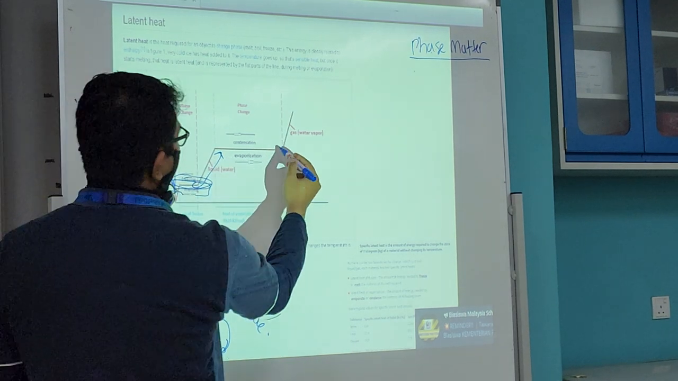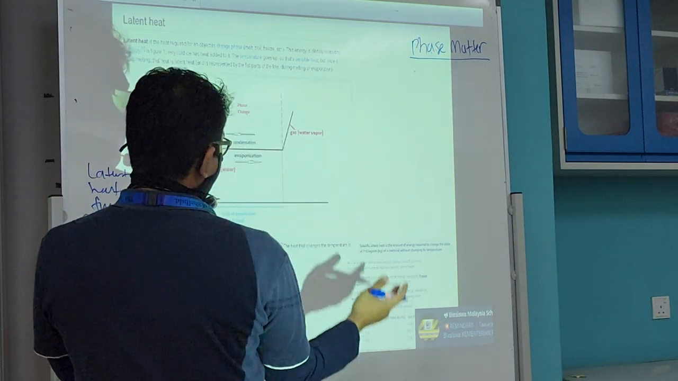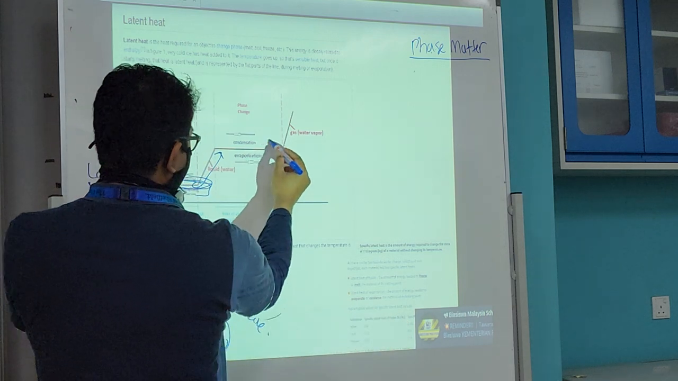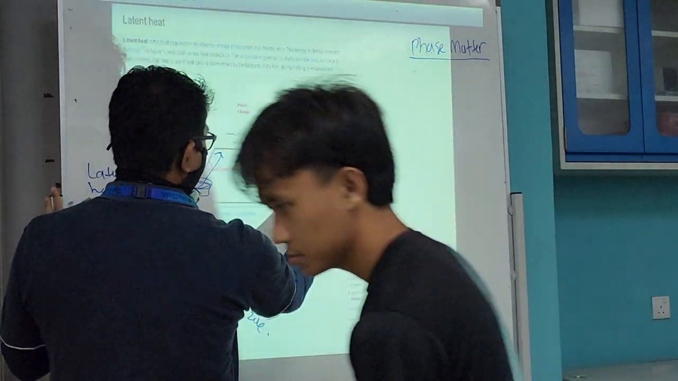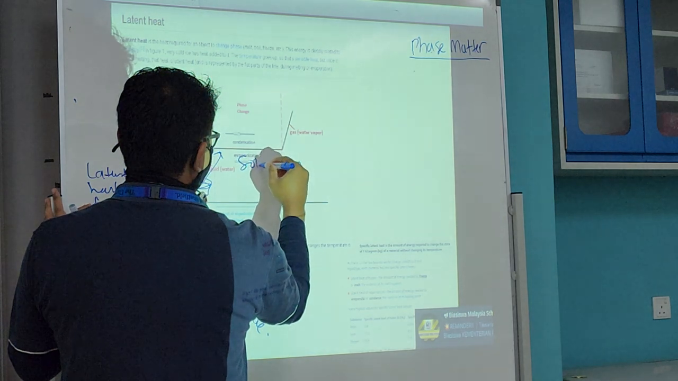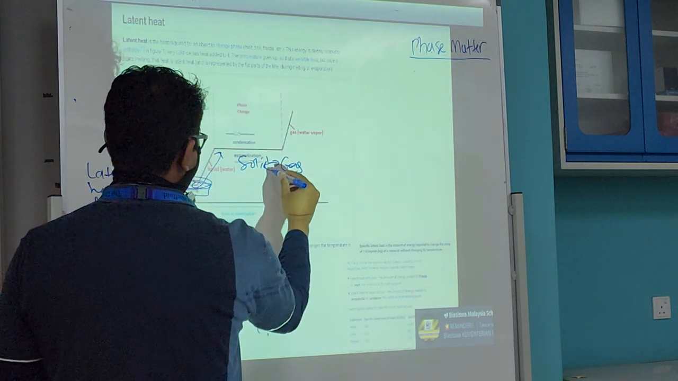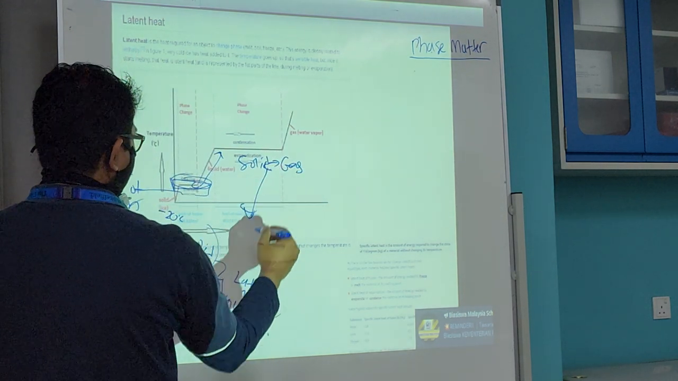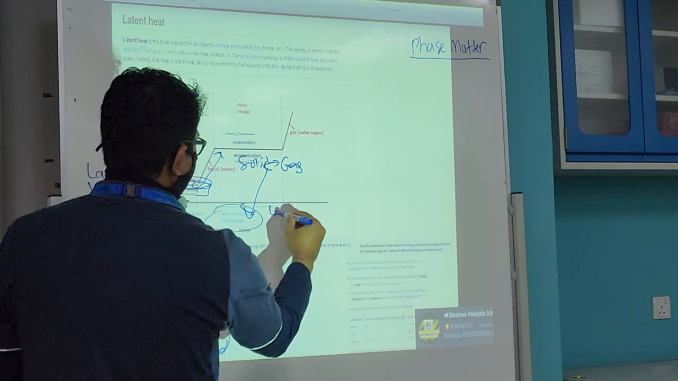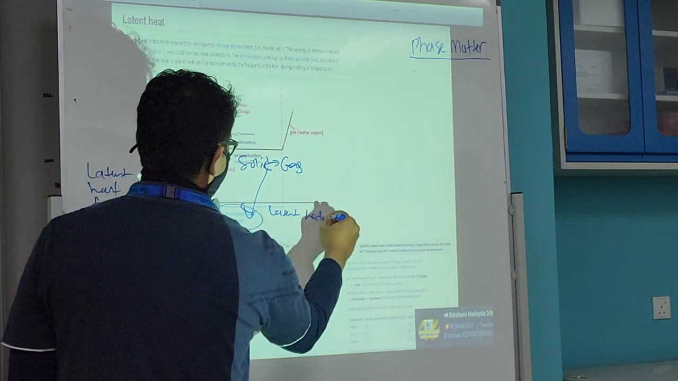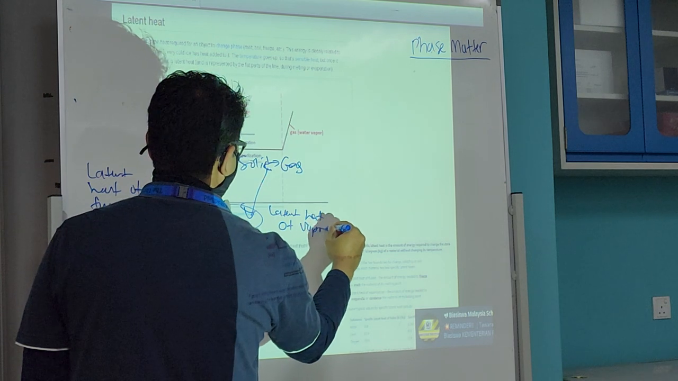Latent heat of fusion, meaning that this is needed to change solid water to liquid water, and then the same as well to change from liquid to gas. But now the name is what? Latent heat of vaporization.